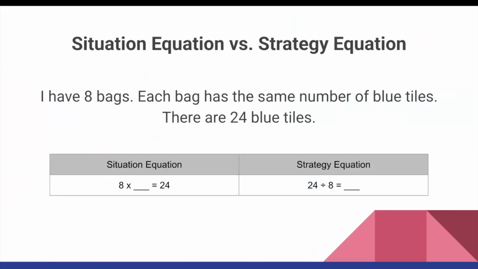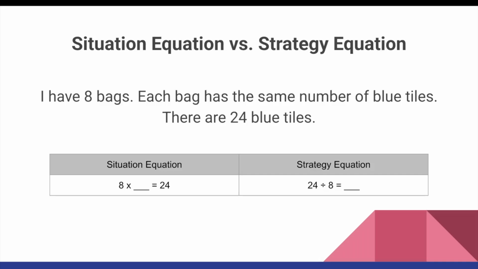Let's talk about the difference between a situation equation and a strategy equation. The situation equation matches the situation taking place in the word problem. The strategy equation is an equation that may be used to solve the situation that is taking place. If a student is struggling to make sense of an equation, you would want to encourage them to write an equation based on the words in the story. Some students might just jump to a strategy equation to solve. They may not need to write a situation equation first.